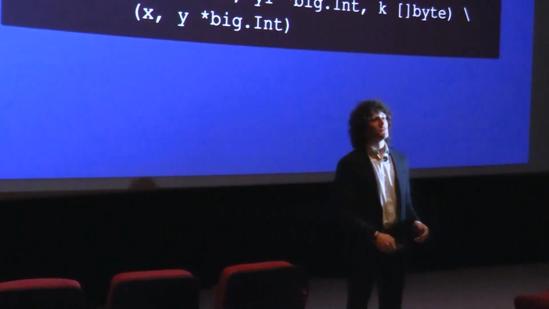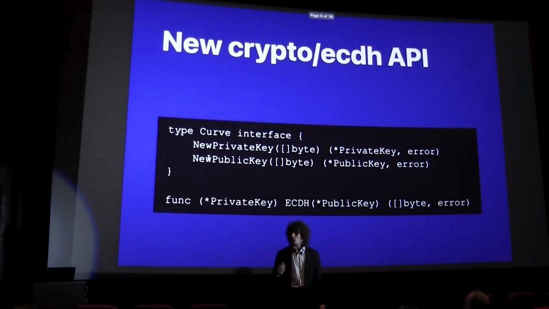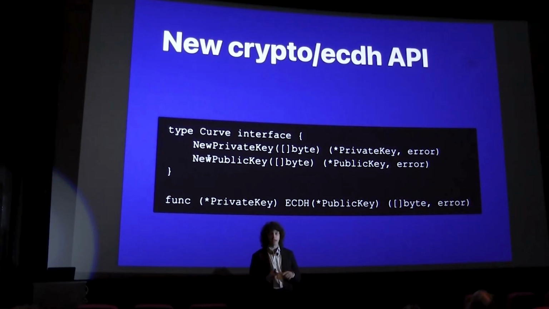So issue after issue after issue, we went and deprecated that and replaced it, not to mention the fact that bigint is not constant time, which we'll get to. And so we replaced it with this API. This is the crypto/ecdh API, and it's very different. It doesn't talk about X and Y and K and any of that.